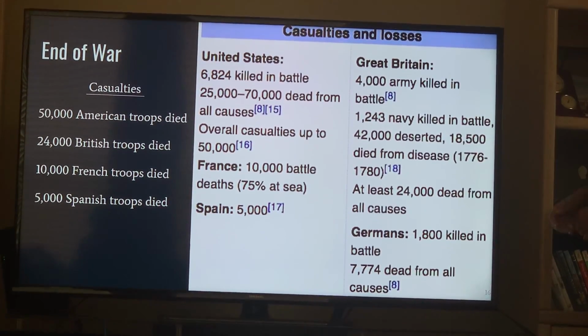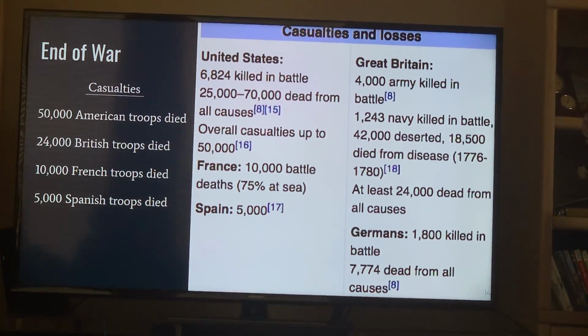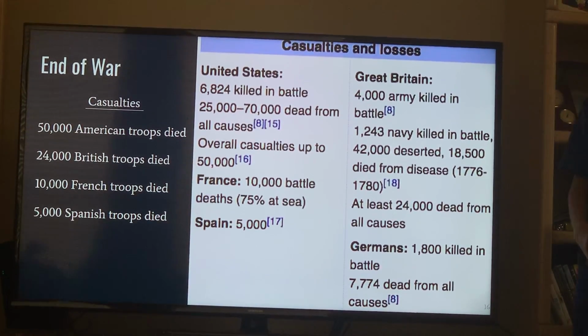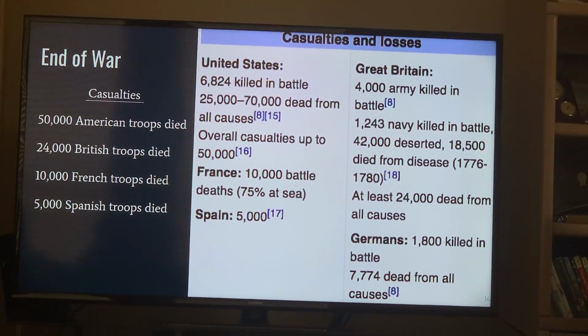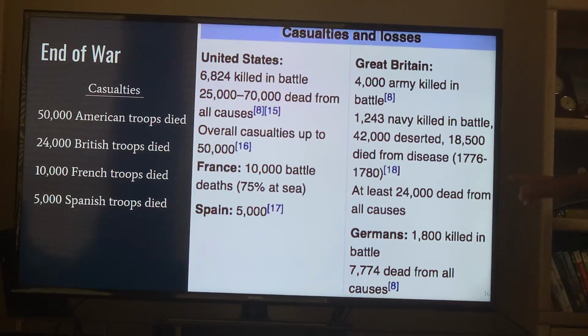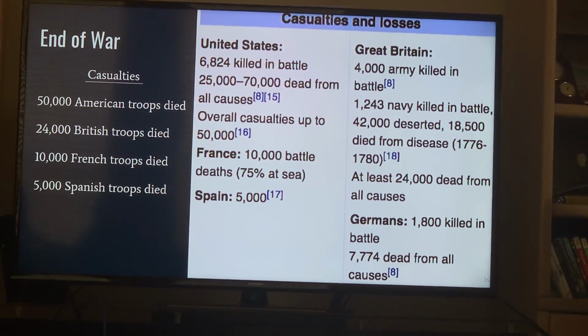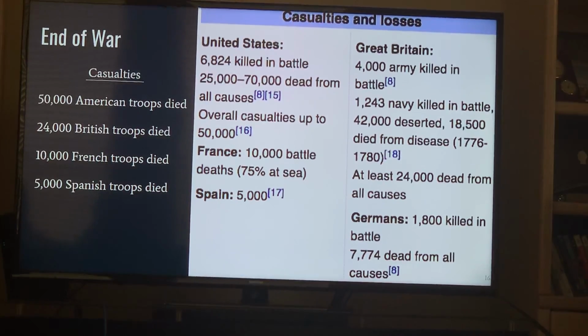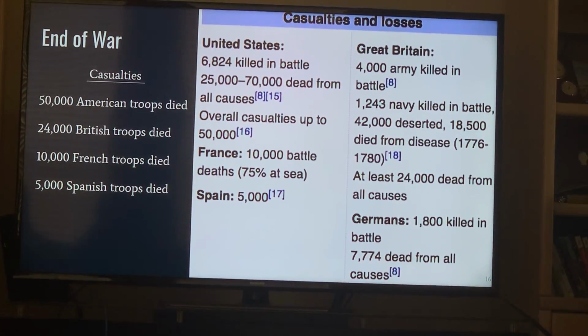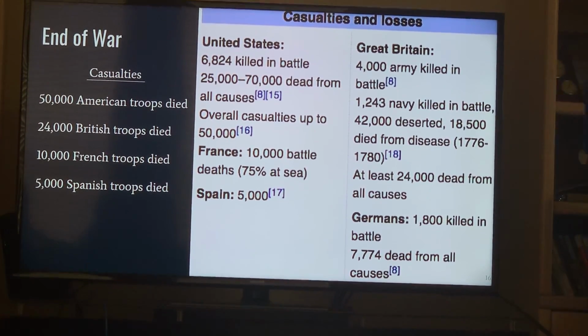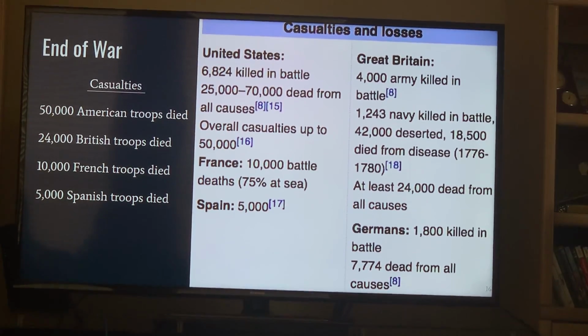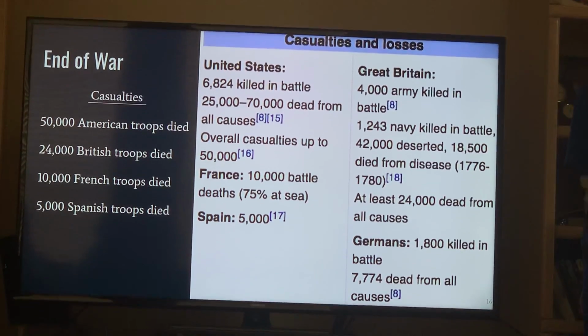And the French troops, 10,000 people died, but 75% of that were from sea. And as you can see here, the Hessians or the Germans, 7,774 died from all causes, mainly from disease, and 1,800 killed in battle, and 5,000 Spanish troops died.